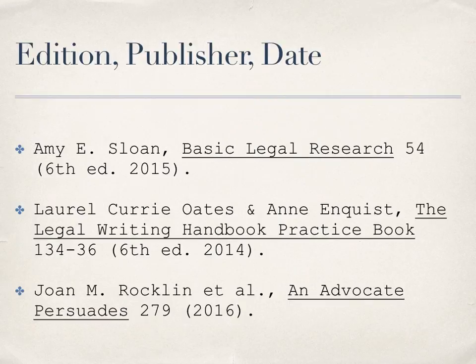Here's how those 3 book cites are built out. You'll notice that the Sloan book is in its 6th edition. All of these books are by the same original publisher as the first edition, so no publishing house is listed. Finally, note that the last book, Joan Rockland's An Advocate Persuades, is in its first edition from 2016. Therefore, the only information in the parenthetical is that publication date of 2016.